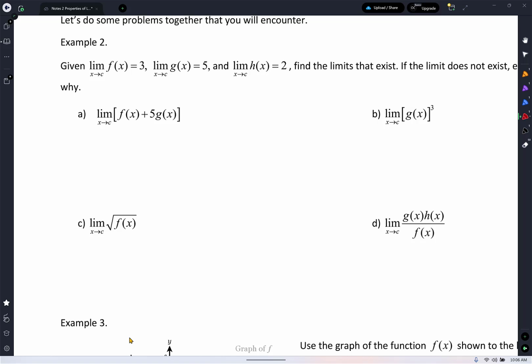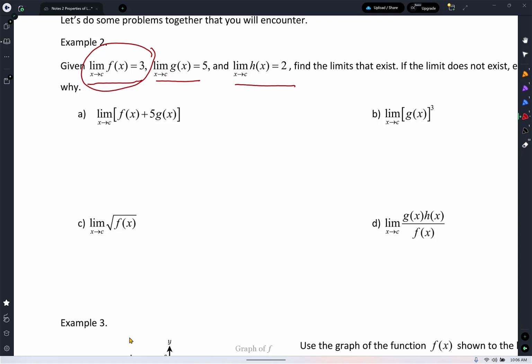Let's see. They tell me that if I approach C, it's 3 for f, it's 5 for g, and it's 2 for h. And I should be saying it correctly. Limit as x approaches C for the function f of x equals 3. Limit as x approaches C for the function g of x equals 5. Limit as x approaches C for the function h of x equals 2. So you guys practice saying it. Let's practice saying one. Repeat after me. Limit as x approaches C for f of x equals 3. Perfect. You said it perfectly. That's exactly how you say limit.